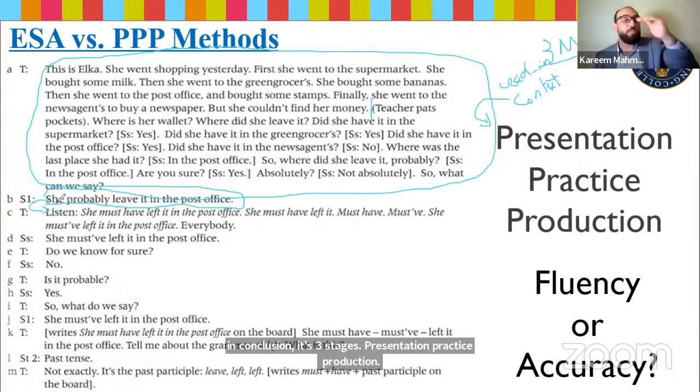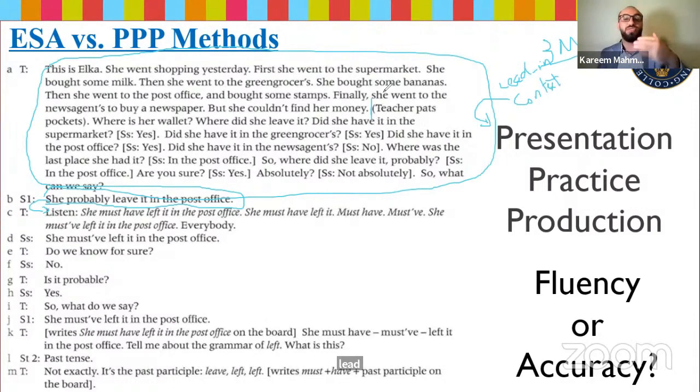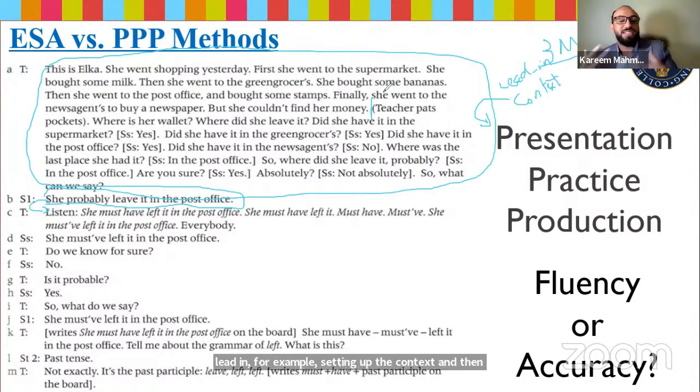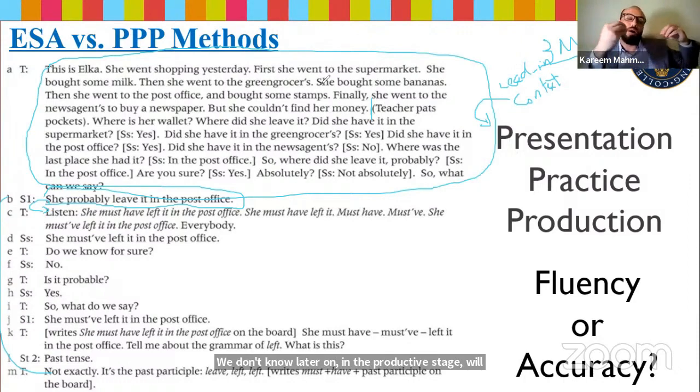So what happens in the presentation is that the teacher prepares students by doing a lead-in, for example, setting up the context, and then eventually presenting the target language and working on that as stated here. So here, the aim of the task is not fluency. It is accuracy. We don't know later on in the productive stage whether the activities prepared by the teacher will be for fluency or accuracy.